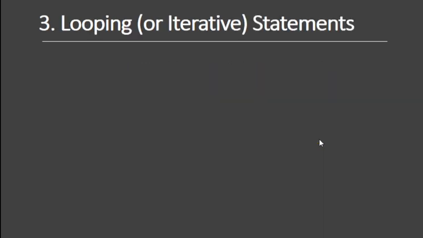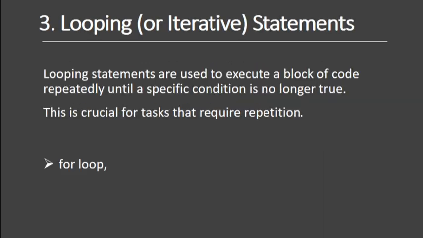The third one is looping or iterative statements. Looping statements are used to execute a block of code repeatedly until the condition is true. If the condition fails, control comes out of the loop. This is crucial for tasks that require repetition. For loop, while loop, and do while loop are examples of this. We'll discuss them in separate videos.